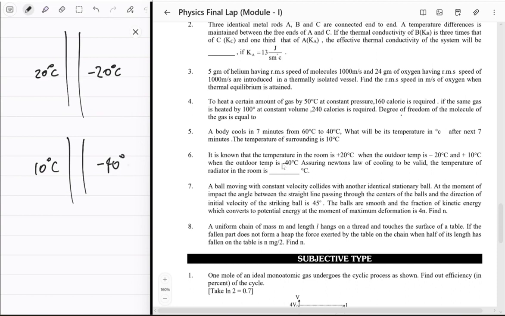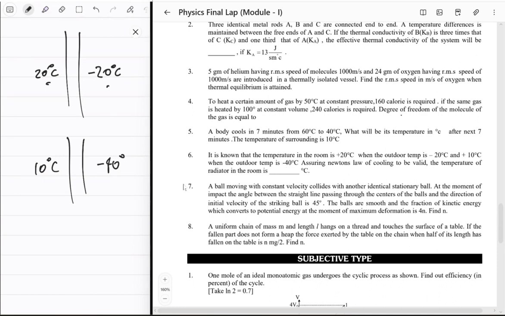Assuming Newton's law of cooling to be valid, temperature of radiator in the room is... But how does that even make sense? The heat flow going outside is proportional to this thing minus that thing, right? This is proportional to 40 and here it's proportional to 50. The heat flow should have been the same in both. Then what's going on? Something's not right about this.